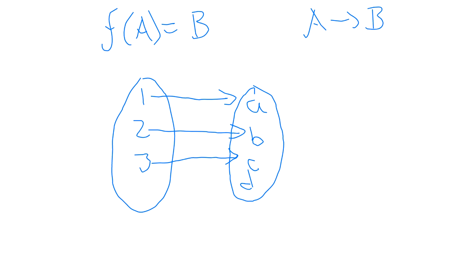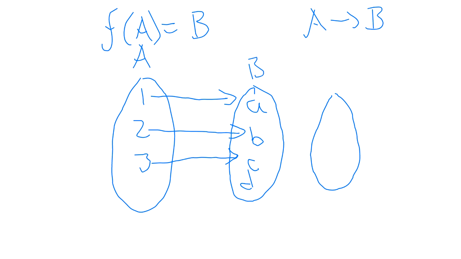If we had something like this, that would not be surjective. Why? Because f was not equal to B. f of A was equal to A, B, C. In other words, all the elements from A mapped to A, B, and C in B. So this is A over here, this is B over here. So f of A was not equal to B, f of A was equal to A, B, and C.